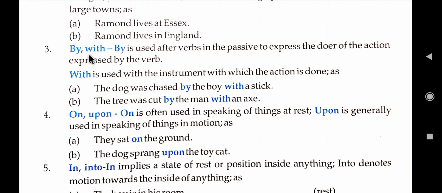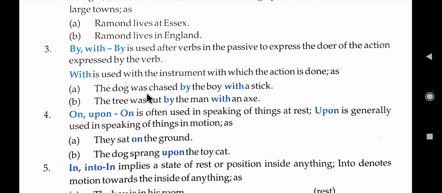By, with. By is used after verbs in the passive to express the doer of the action expressed by the verb. With is used with the instrument with which the action is done. So by is used for whoever is doing that action, and with is used for what we did that action with. Now read the example for more clarity.